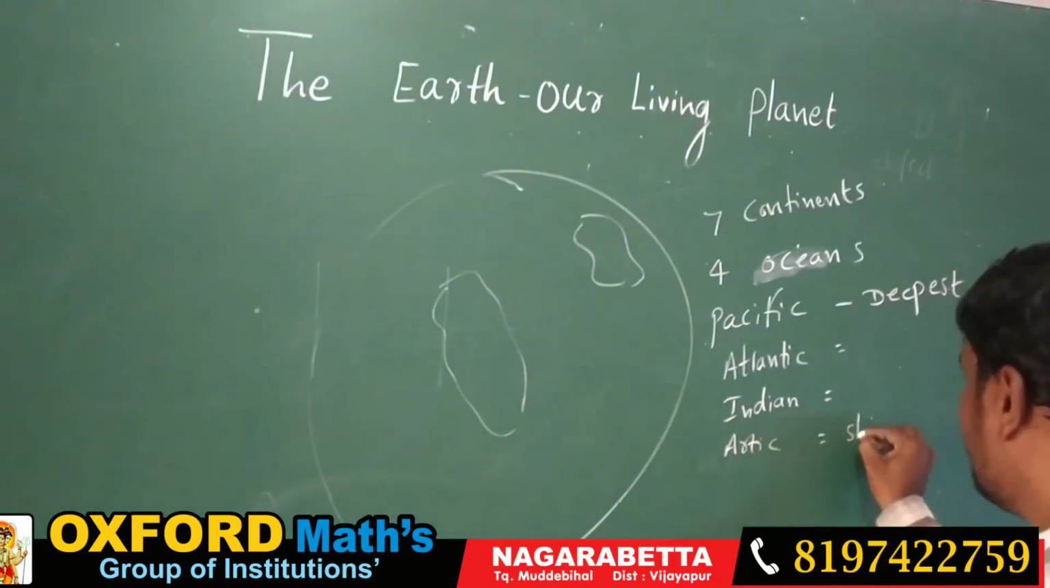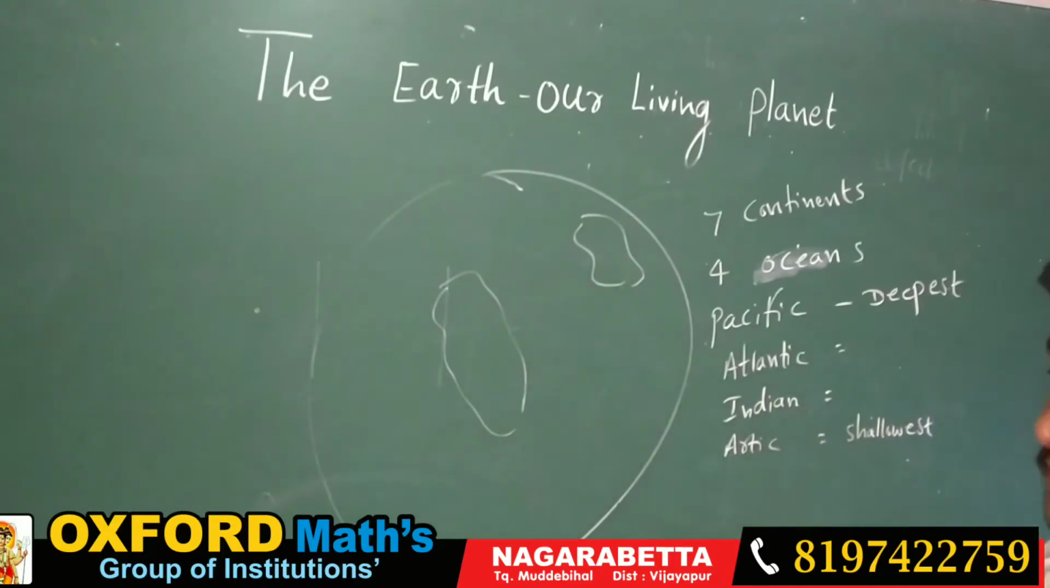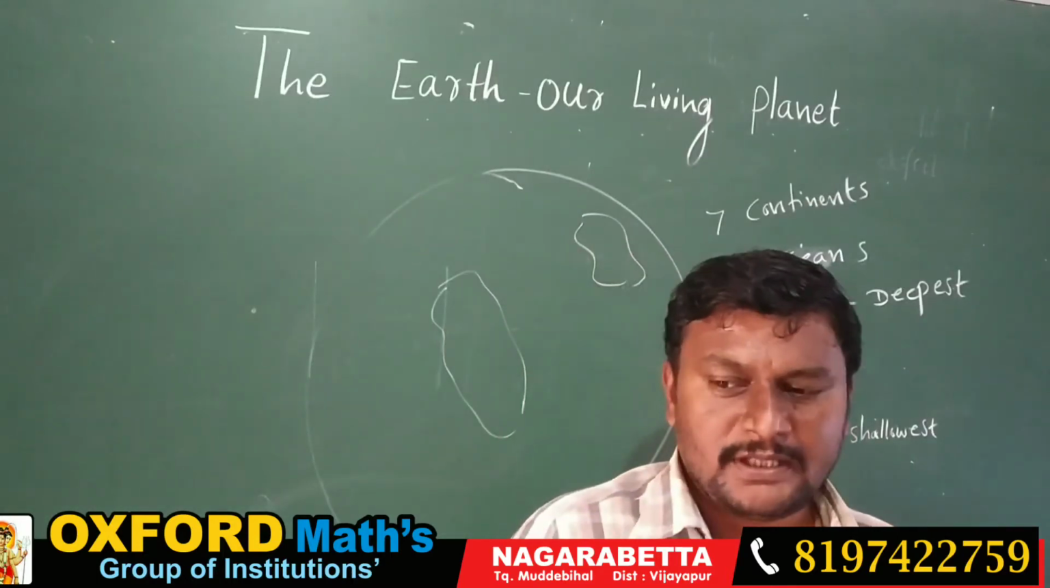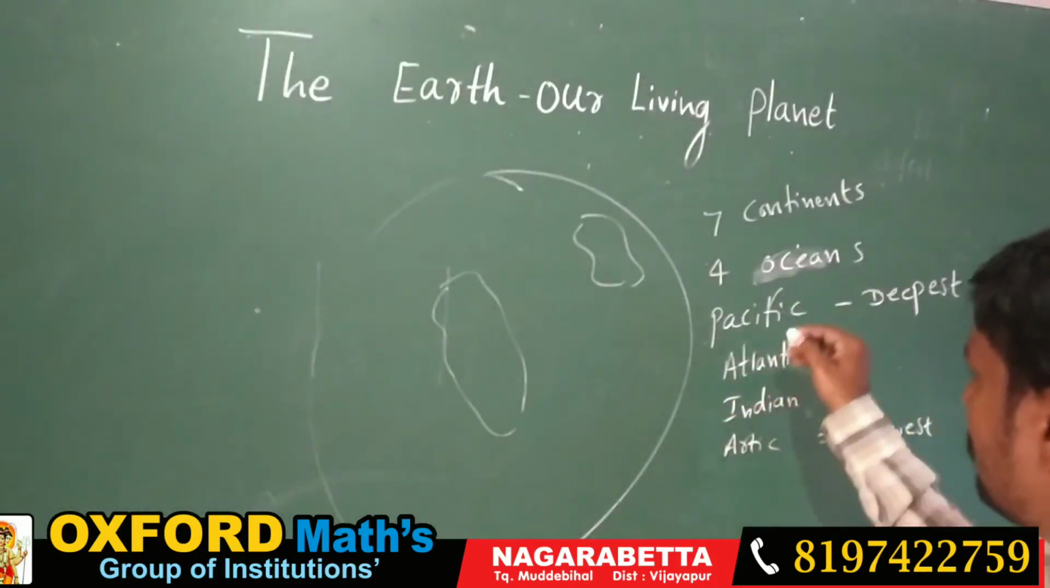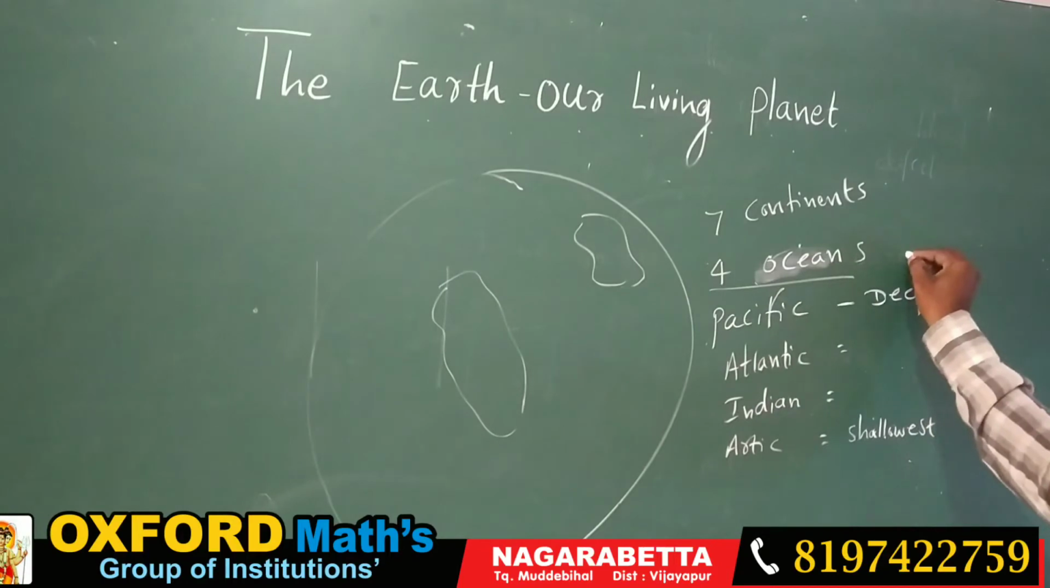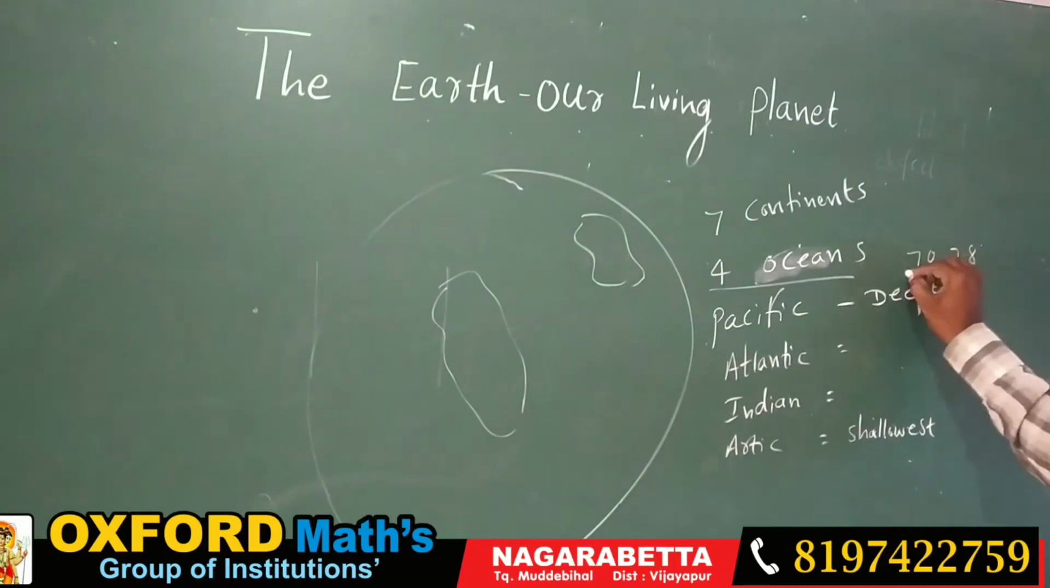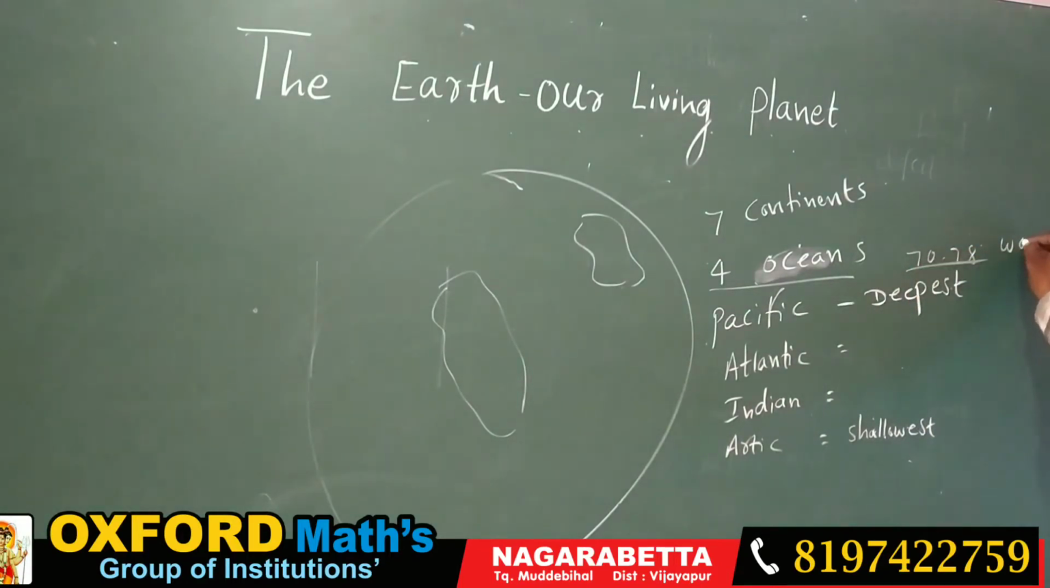It is the shallowest part of the ocean, which means it is very steep to get inside like this. So the 4 important oceans cover 70.78% of the water body.